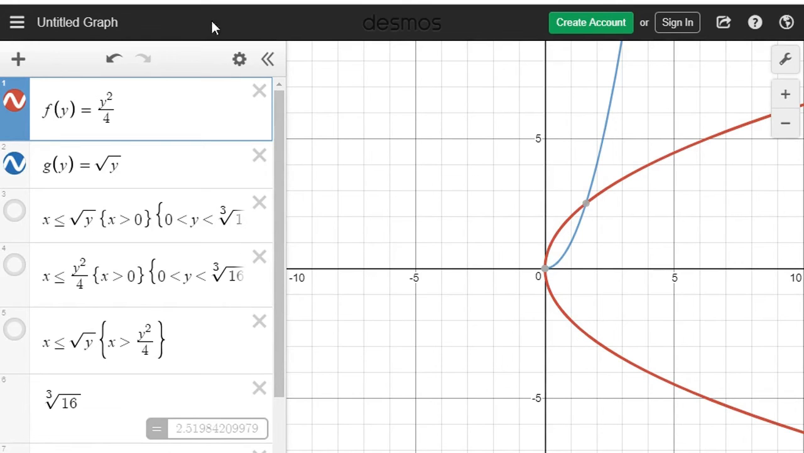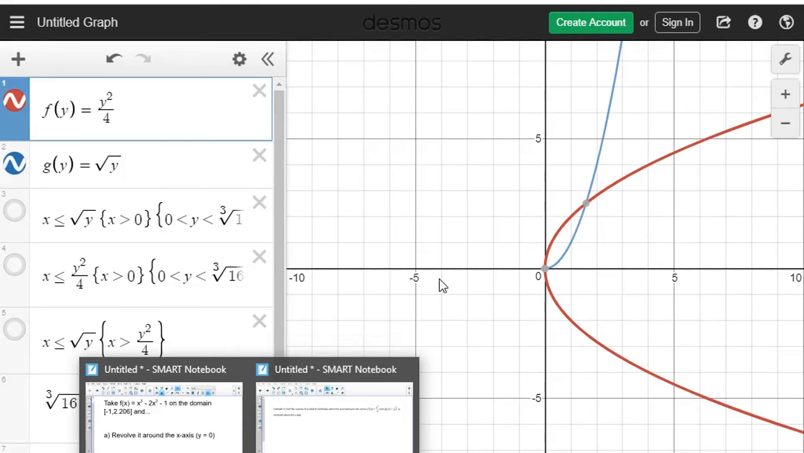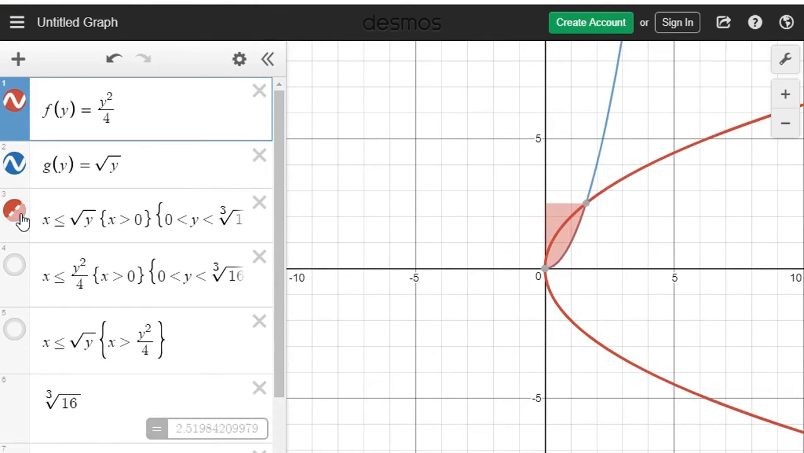Okay, so essentially what I'm now doing in this problem is revolving it around the y-axis. So I want circles that are perpendicular to the y-axis, which means I need things in terms of dy. And so I'm going to rotate this around the axis. This actually should probably be blue to make your life easier, and this should be red. But I'm going to rotate this around the axis, and then I'm going to subtract what happens when I rotate the red one around the axis.